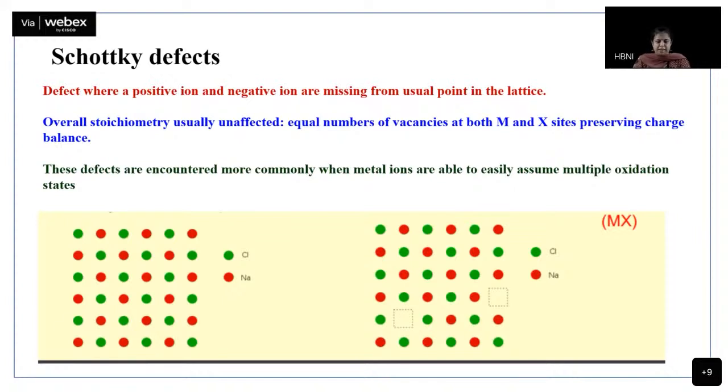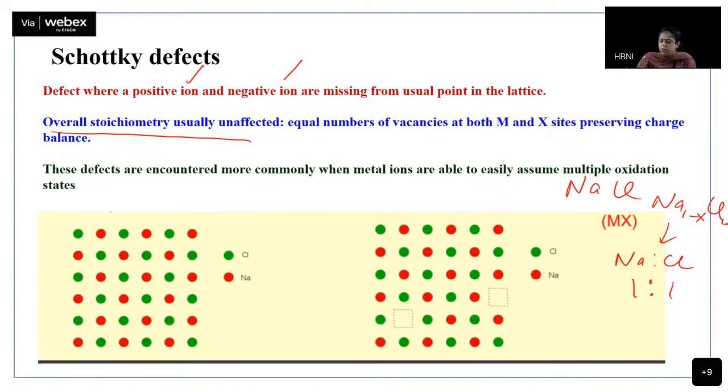This particular slide says whatever I just mentioned a minute back. So what happens is you have a positive and a negative ion missing from their usual lattice sites, but because a positive and a negative ion are missing, your overall stoichiometry is unaffected. That is, if you have NaCl, it would be Na(1-x) and Cl(1-x). But the stoichiometry, Na to Cl, is still 1 to 1. All right.